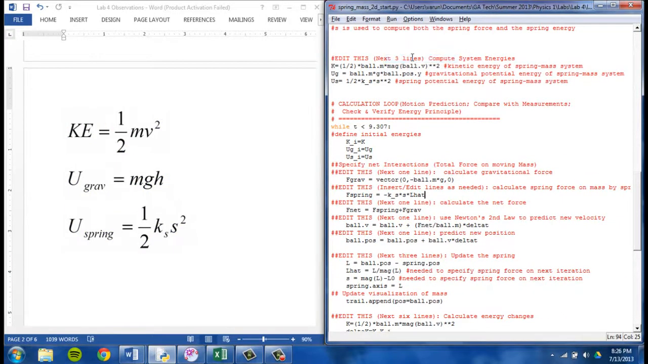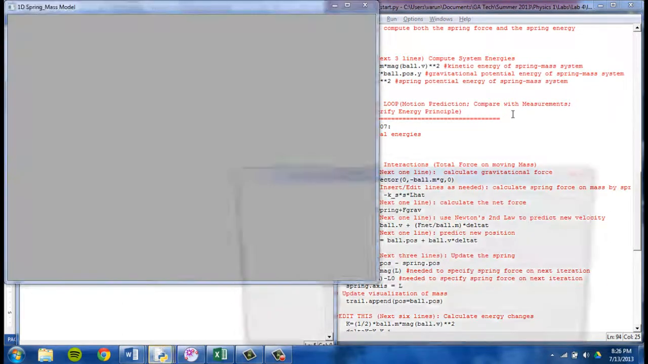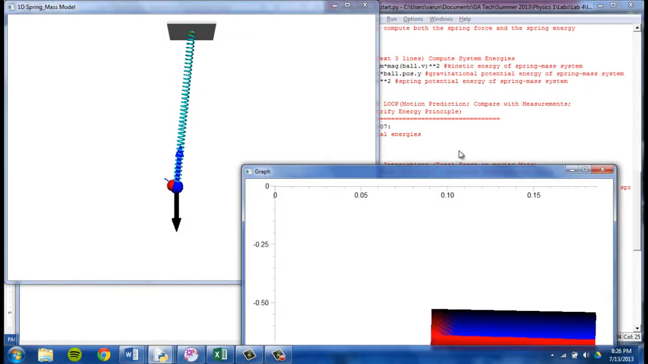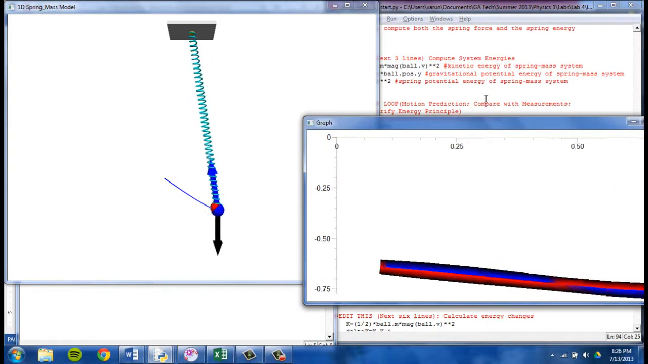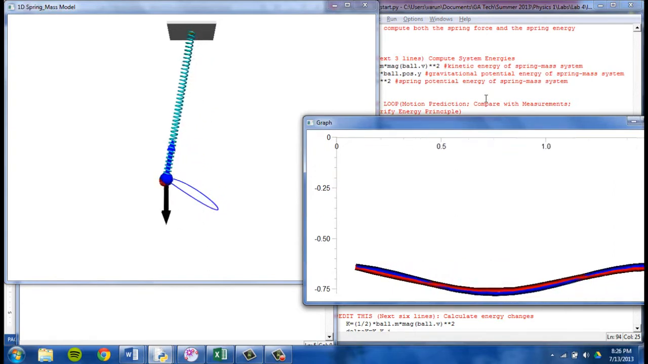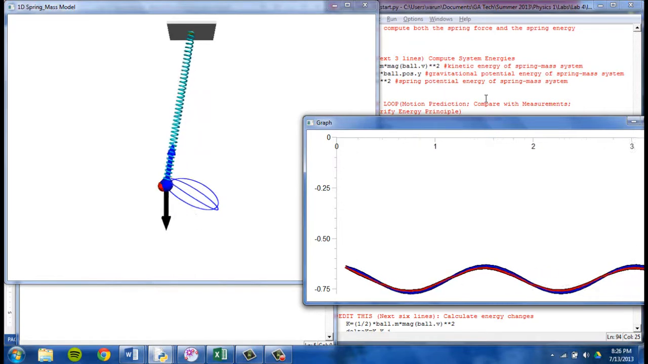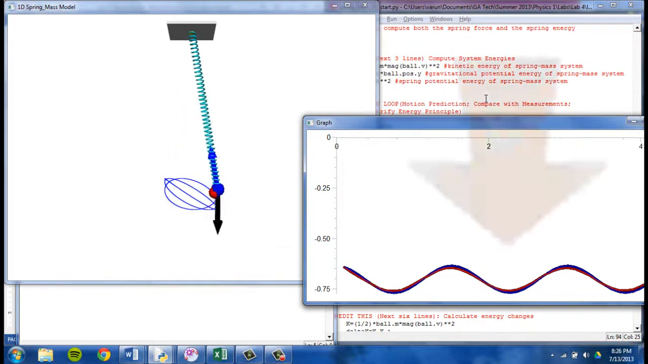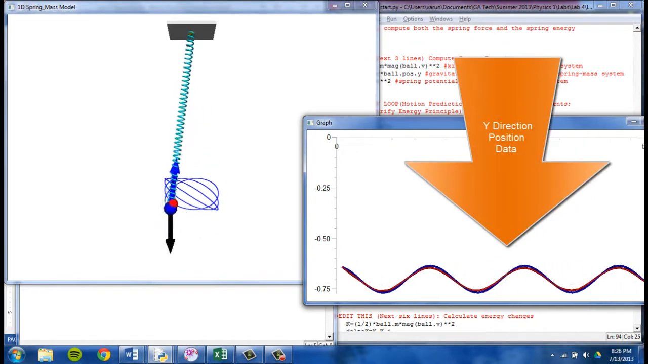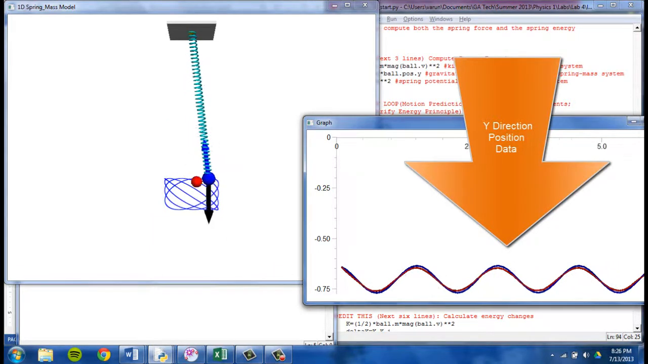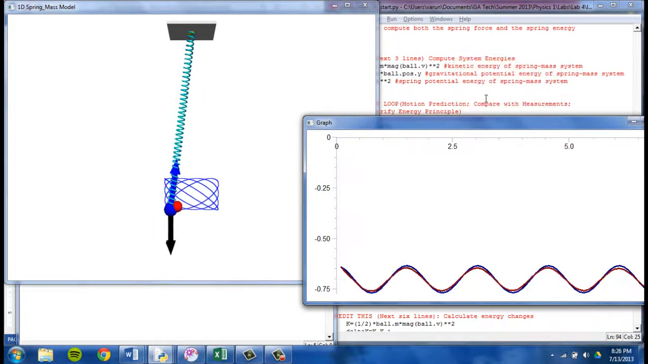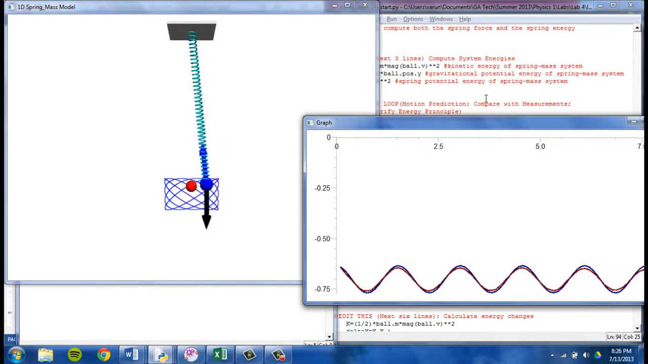Now you can see my model in Python. The red ball is representative of the data from tracker, and the blue is of the computational model. It is clear that they are following the same path. They are very close to each other. This is the position data in the y direction. It is very close, so my computational model is a good predictor of the original motion of the mass.